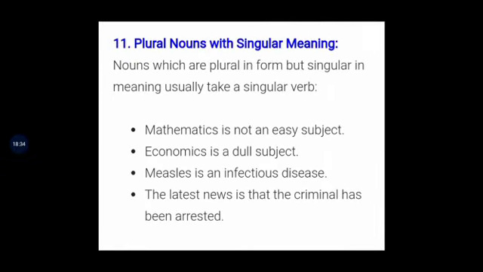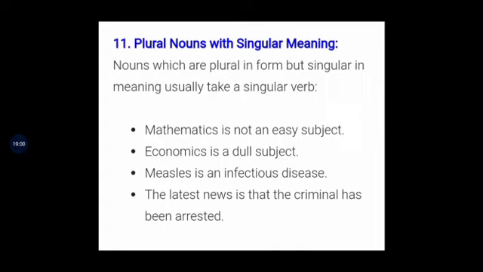Rule number 11. Plural nouns with singular meanings. Some plural nouns look plural, but their meaning is singular. Their meaning remains singular. At that time, we need to take the singular form of the verb. Nouns which are plural in form but singular in meaning usually take a singular verb.